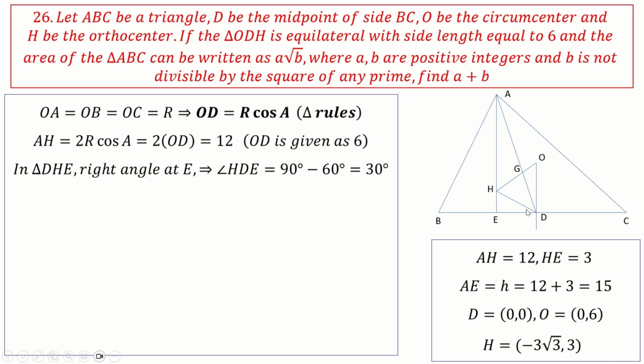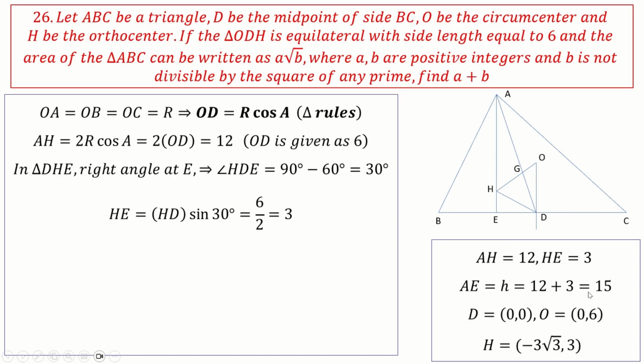Now what is sine 30 here? Sine 30 is opposite by hypotenuse, HE by HD. So HE is equal to HD sine 30, which is nothing but 3. Now you got HE also, you got AH also.